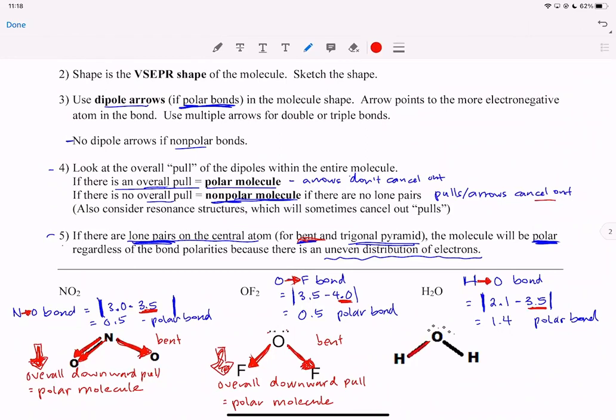So turn those bonds on the shape, which is also a bent shape, into arrows. And this time both of those arrows are pointing in. The left and right components would cancel out, except there's an upward component. So there's an overall upward pull.